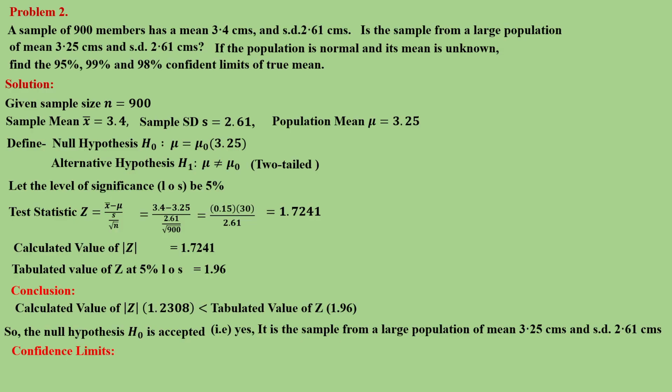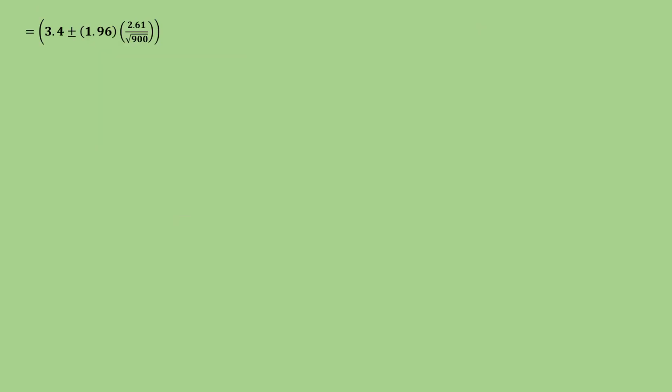Next, we are going to find the confidence limit. They have asked to find the 95%, 99% and 98% confidence limit, right? So first, 95% confidence limit formula, x bar plus or minus, for 95% 1.96 Z value, s by root n. Substituting the values, 3.4 plus or minus 1.96, 2.61 by root of 900.